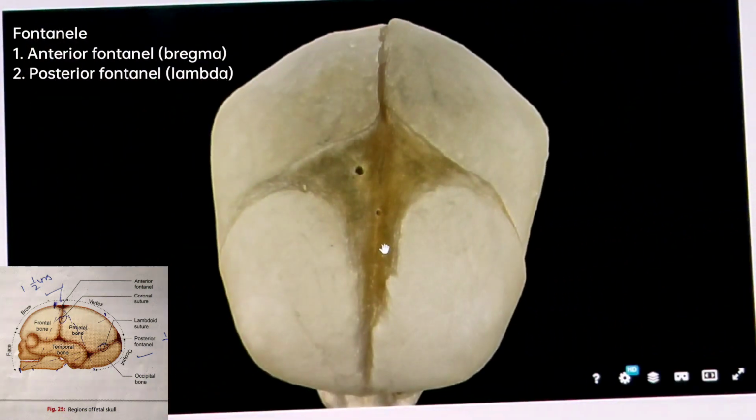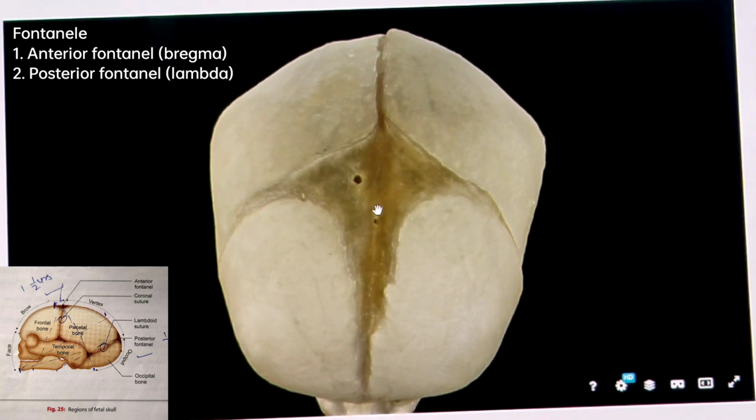This is the junction. This is the sagittal suture, these are the coronal sutures, and this is the frontal suture. So this is the anterior fontanelle, and its shape is a diamond, with 2.5 cm length and 1.5 cm width. Pulsations of the cerebral vessels can be felt through it. This fontanelle closes by 18 months of age.